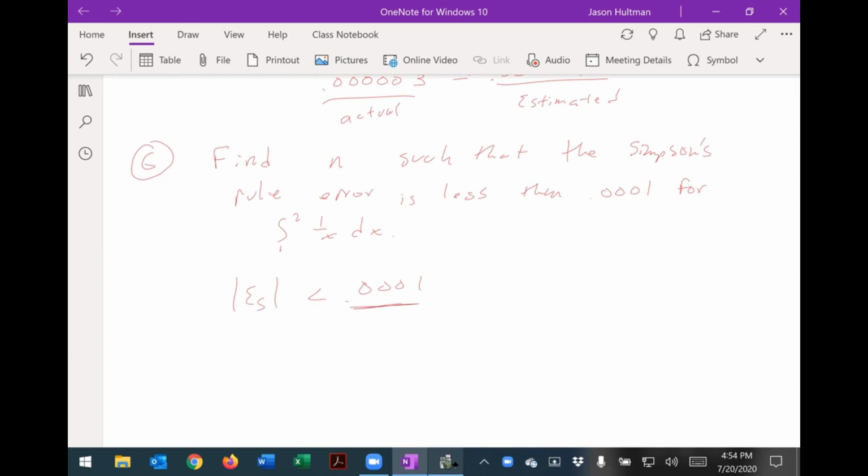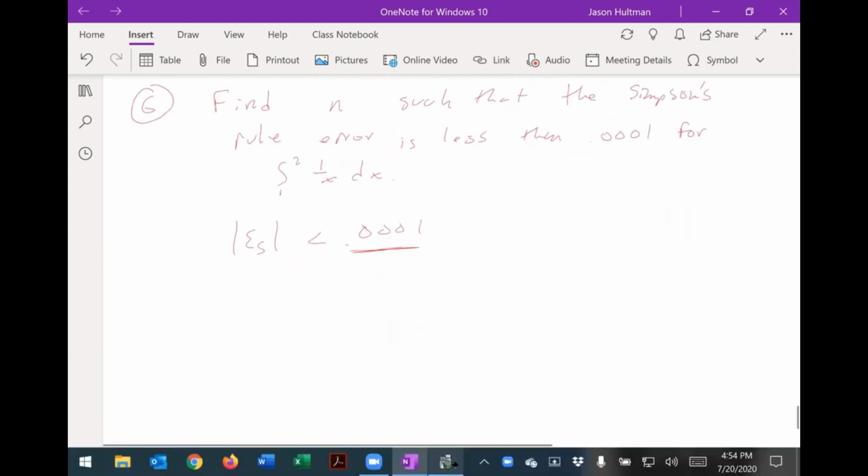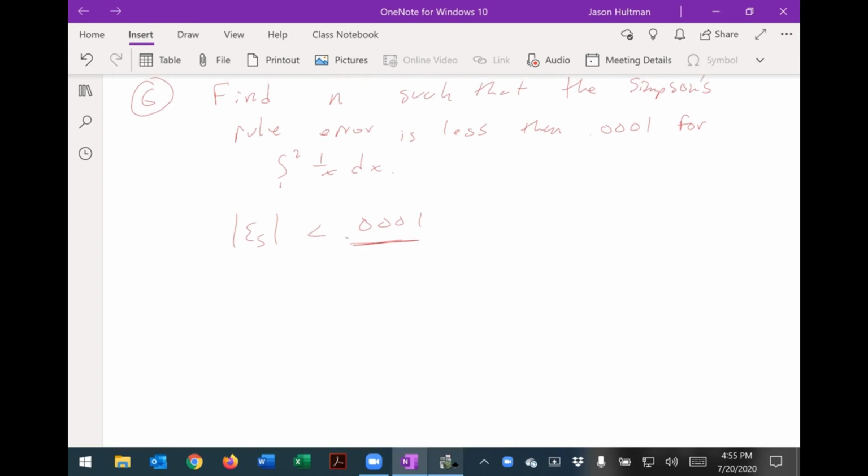In the last one we got less than 0.0013, and that was when we used n equals 10. So what do we have to use to get a smaller error bound? This is 1/10 the size of the error bound, or the earlier one was 10 times larger than what we want. I would assume this is going to need more divisions. The more divisions you get, the better your approximation, right?